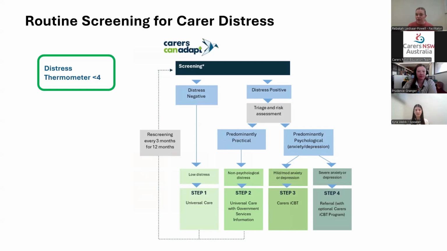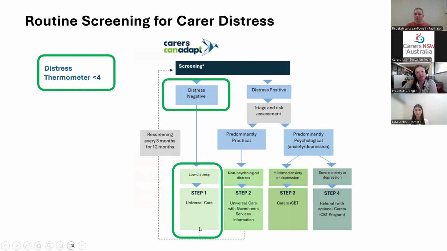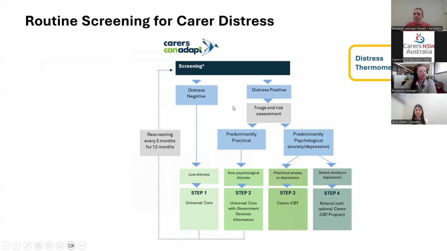someone completes the distress thermometer and they have a distress of less than 4, so 0, 1, 2, 3, then they're what we call distress negative, which then feeds into step 1, low levels of distress, and that's universal carer resources. For those carers who complete the distress thermometer, and it's at level 4 or higher, then that's where we think about, okay, this was our screening.